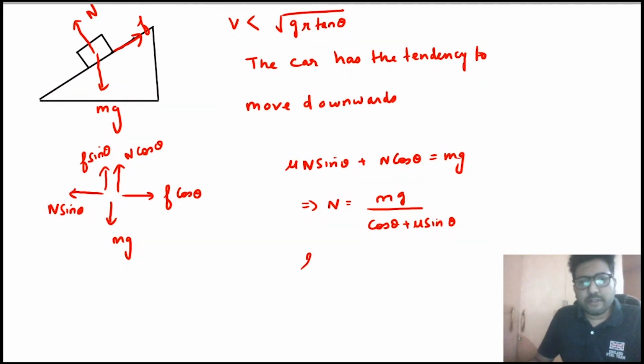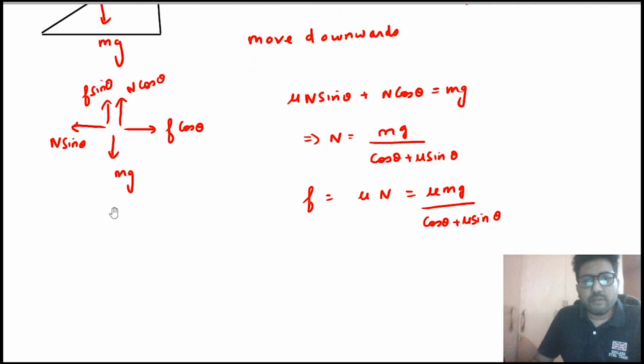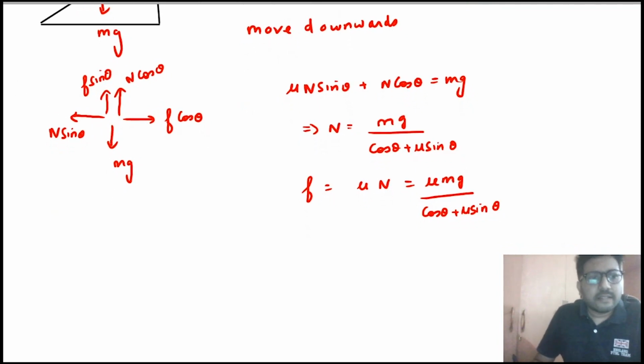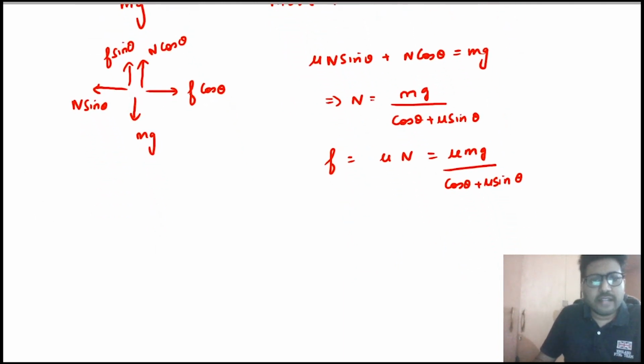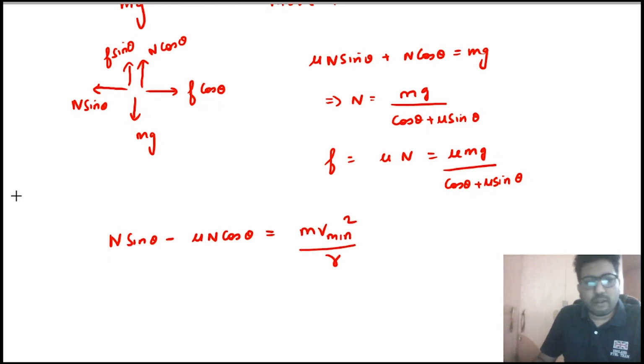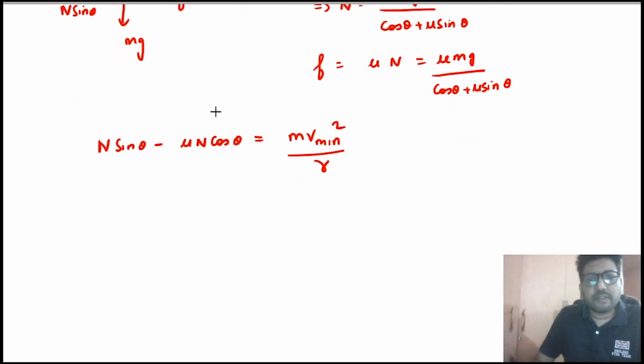So once you've got normal, you can get the value of friction as mu n, that is equal to mu mg upon cos theta plus mu sin theta. So now once you have got the value of friction, again you will see that this car can make the circular turn along the horizontal only if there is a centripetal force towards the center. This time n sin theta is towards the center and f cos theta is away from the center. So the net force towards the center will be n sin theta minus f cos theta, and this will be equal to m v min square by r. So this will be the minimum velocity. Net centripetal force is always equal to m v square by r.